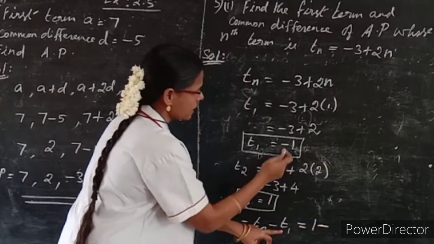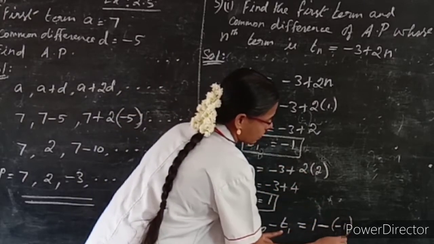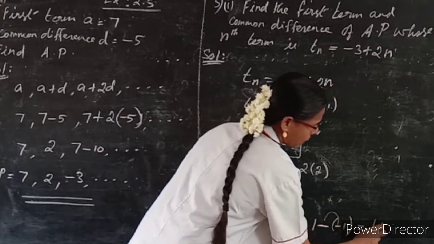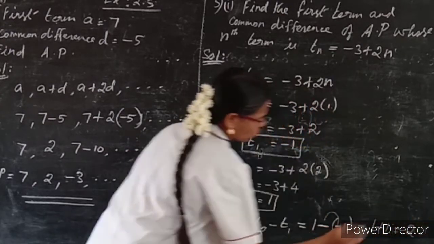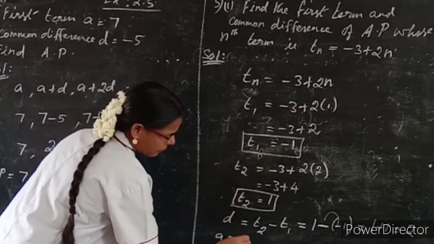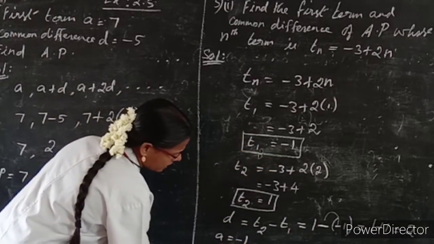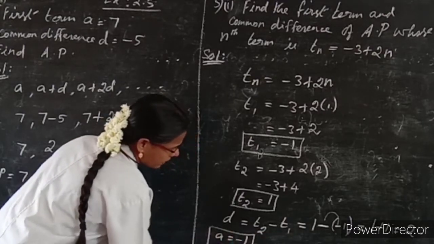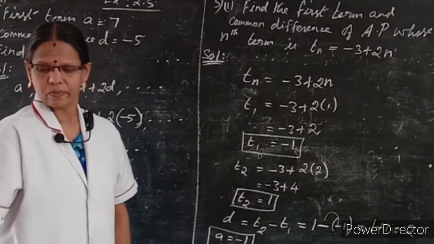Minus T1, and T1 is minus 1. So 1 minus of minus is plus 1. So 1 plus 1 is 2. Therefore a, the first term, is T1, minus 1. Common difference d is 2. That is the required answer.